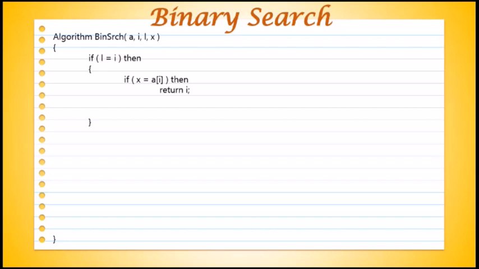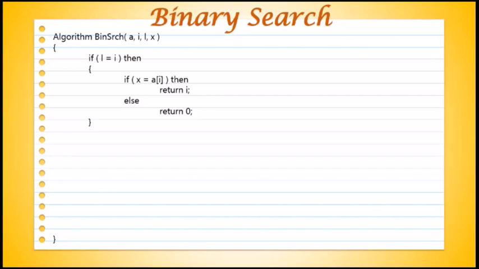So I means what? The first position. So you are basically returning the position of the element present in the list. So if X is equal to A of 1, then you are returning the value of I, that is 1. Suppose this condition is false, that means the searching element is not present in the list. So in that case you will return the value 0.